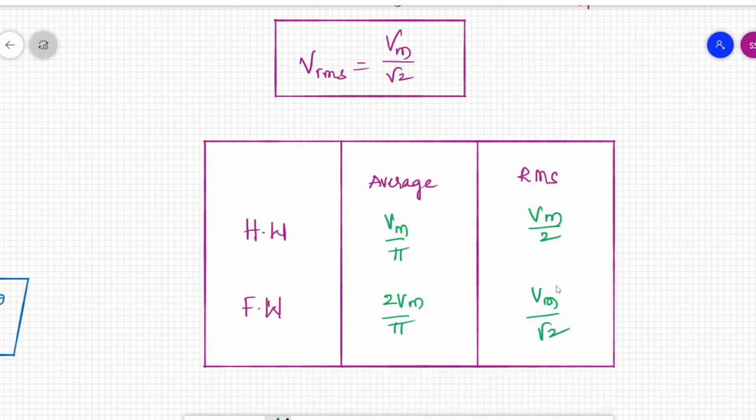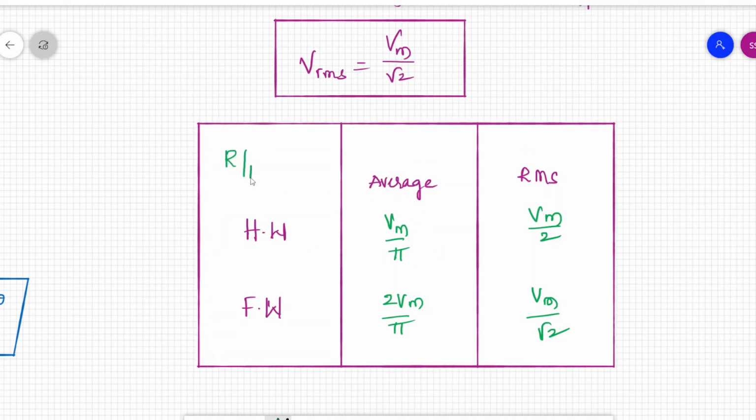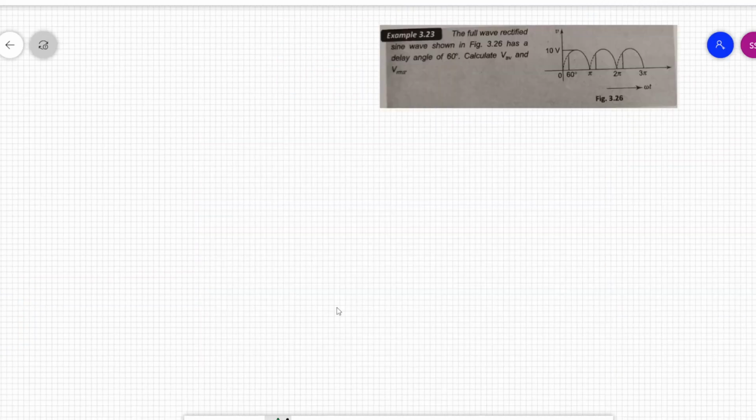Okay, for half wave rectifier, the average value is Vm by pi, and RMS value is Vm by 2. And for full wave, it is 2 Vm by pi average value, and RMS value is Vm by root 2. Okay, remember this table. Now here we have a full wave rectified sine wave.